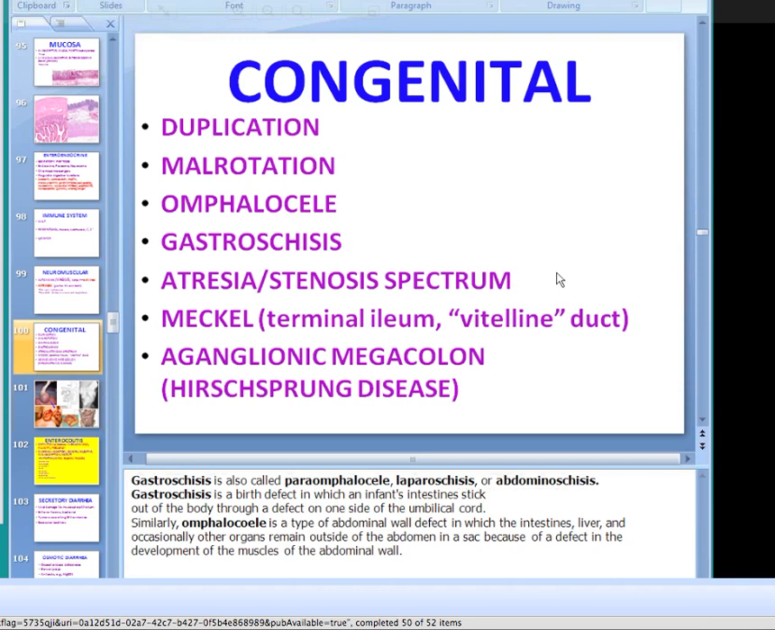If you remember that there's a rotation in embryology, if that rotation is interfered with in any way, you could have severe bowel problems on the basis of that. Last but not least, if you also remember from embryology, there was this thing called the Vitelline duct.